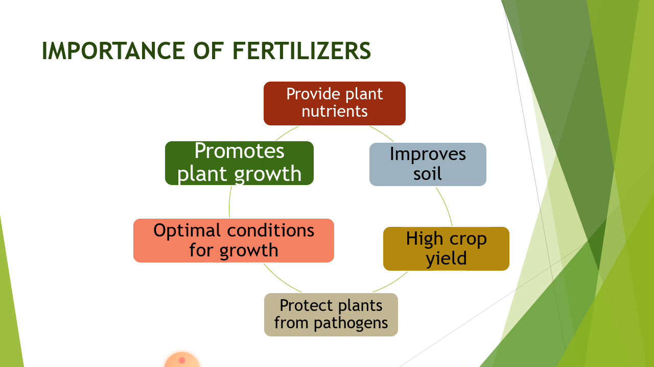Importance of fertilizers. They provide the plant with nutrients, and they may provide the soil with nutrients. They improve the nutrient holding capacity of the soil. They are responsible for giving a high crop yield. They also protect the plants from pathogens and harmful insects. They provide optimal conditions for growth, and they promote plant growth. A healthy crop yield is obtained due to the application of fertilizers.